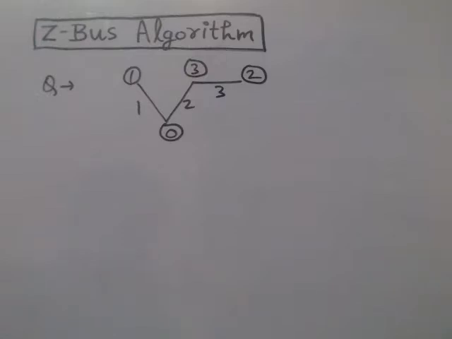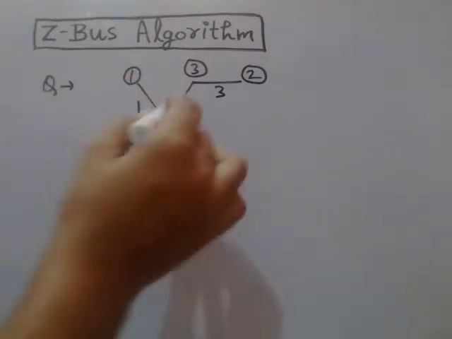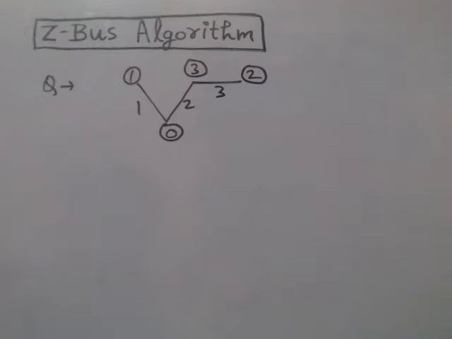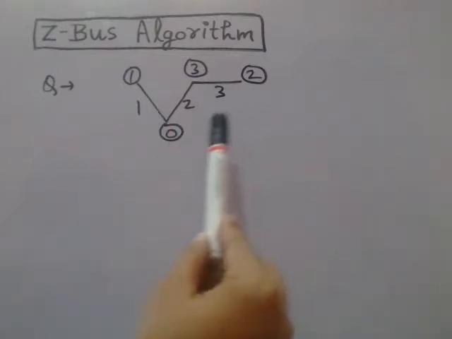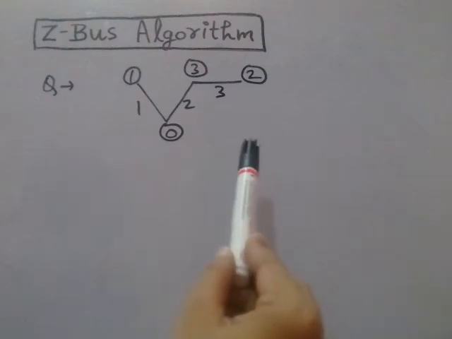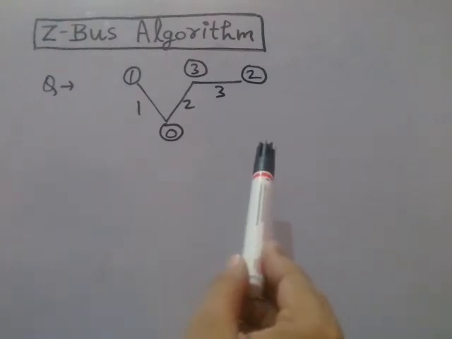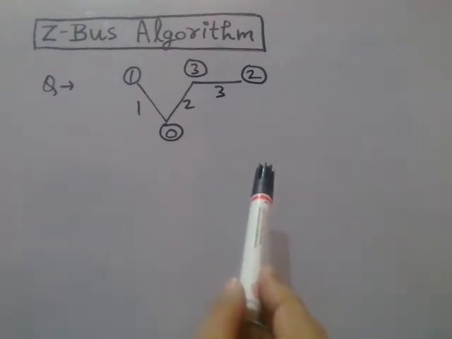So let us solve few numerical on ZBus algorithm. This is a simple network that is given to you, and here the bus numbers and bus impedances are marked in this figure, right? And you have to find the bus impedance matrix of this network, right?